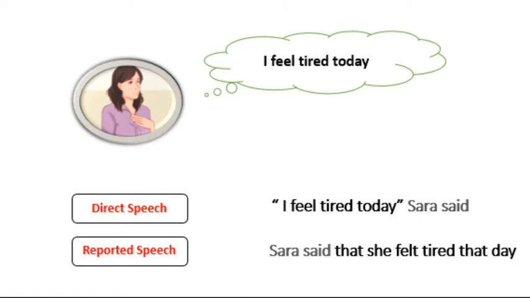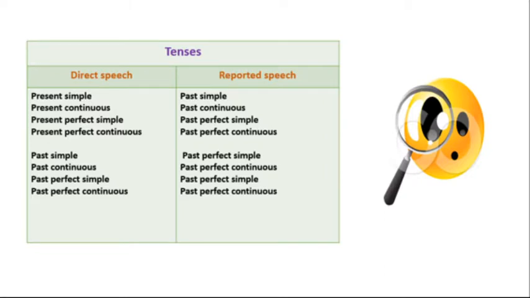So the first thing we are going to have a look at is the tenses that we change. Here we have to focus on two main things that we change in order to move from direct to reported speech. The first one is the tenses and the second one is the words and the expressions. So let's have a look first at the tenses we have to change. We have direct speech and reported speech, the tenses we have in direct and the tenses we have in reported speech.